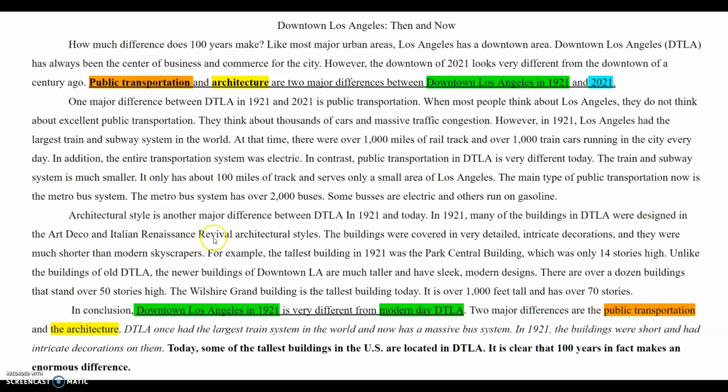Now let's take a closer look at the conclusion paragraph. In the conclusion paragraph, we start with the transition in conclusion, and then we restate the thesis statement. This writer has decided to restate the thesis statement in two separate sentences. But all the 4 components of the thesis statement are included in these 2 sentences. We have downtown Los Angeles in 1921, downtown Los Angeles in modern day. And then we have the points of contrast, public transportation, the architecture.